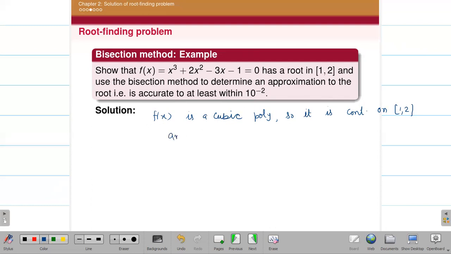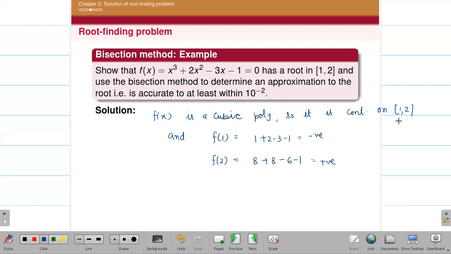So now let us find the value at 1: 1 plus 2 minus 3 minus 1. So it is negative because it is minus 1. At 2: 8 plus 8 minus 6 minus 1. So it is positive.